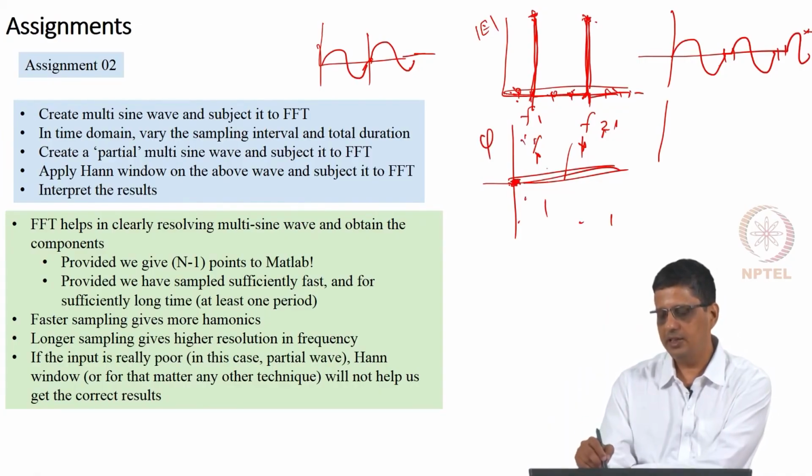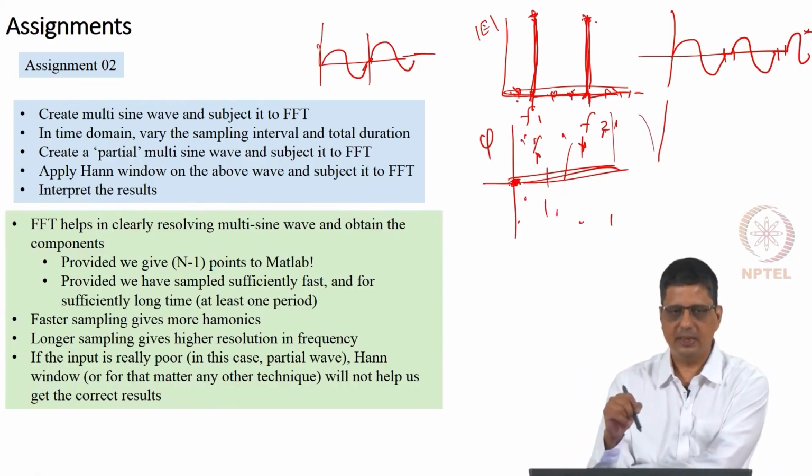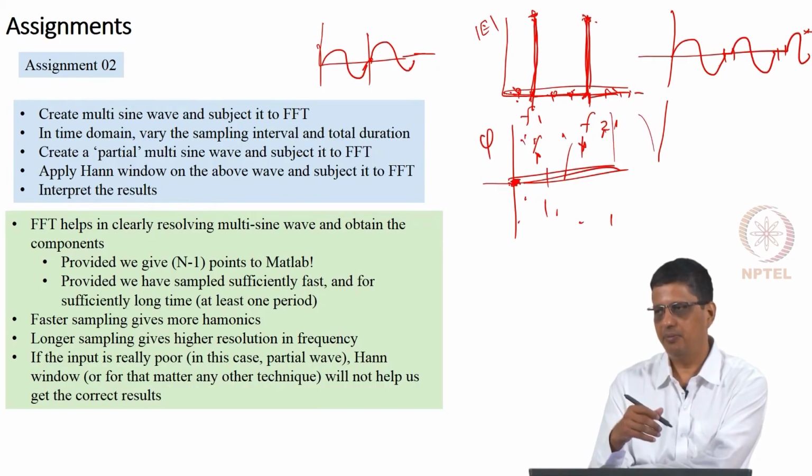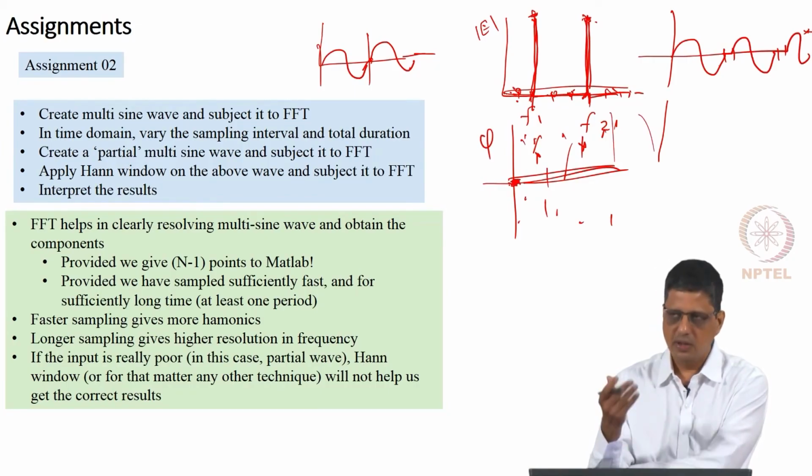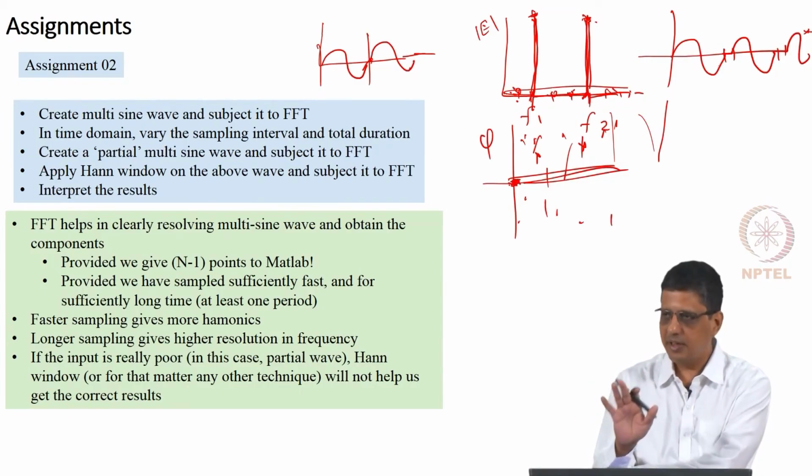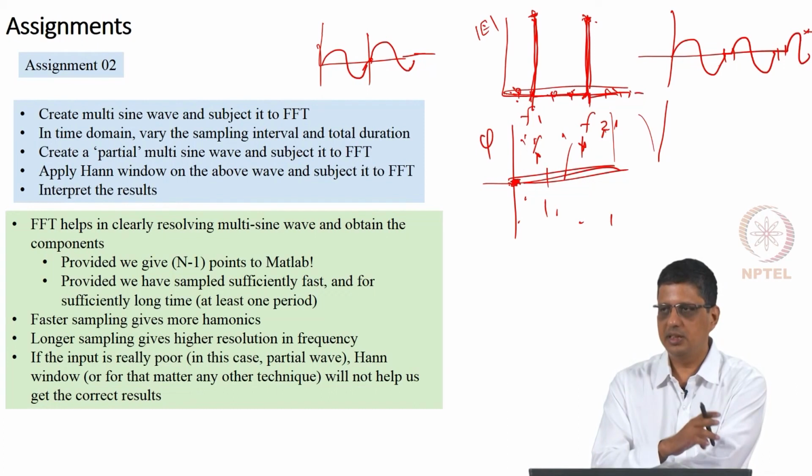Do not show me a phase with everything present everywhere, or do not look at that and say phase is becoming random, because FFT can do the phase, but it is just that it is not significant when the magnitude is not significant.